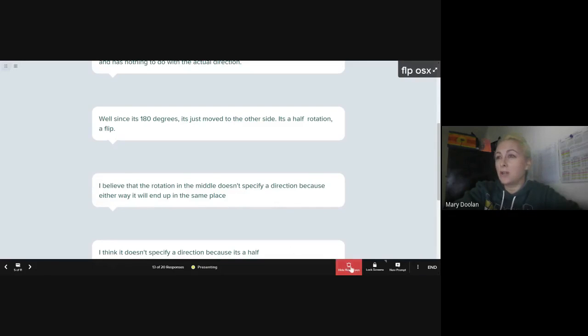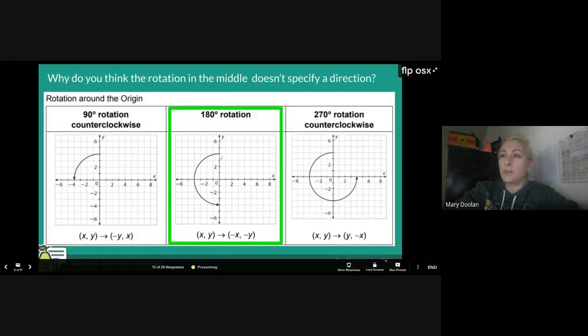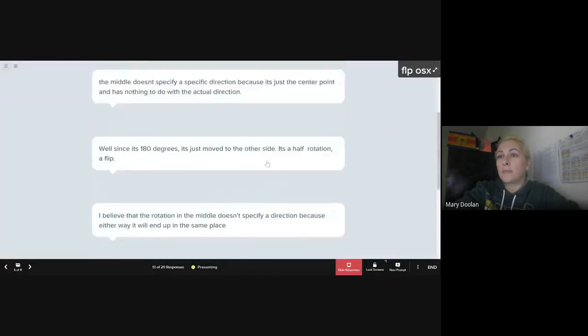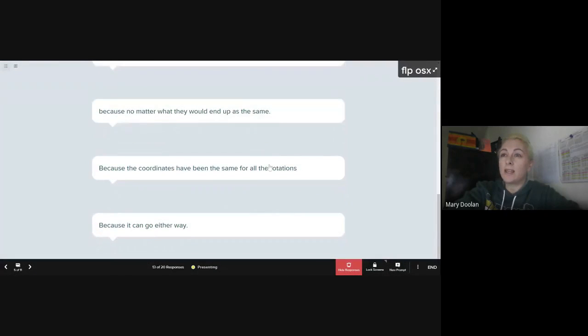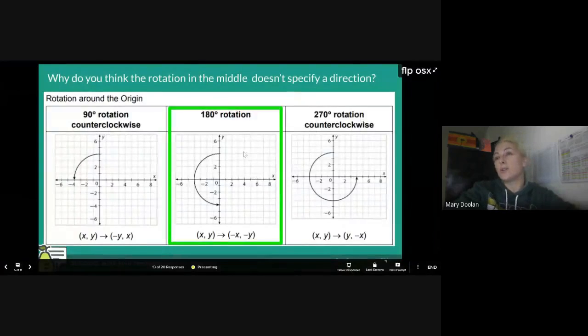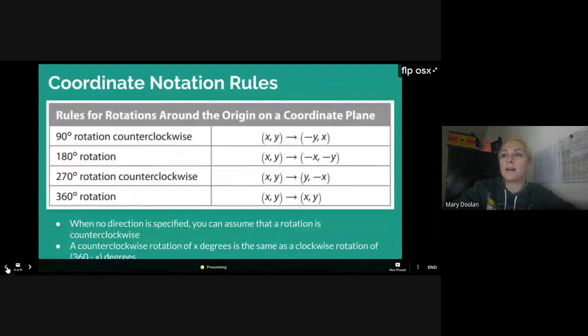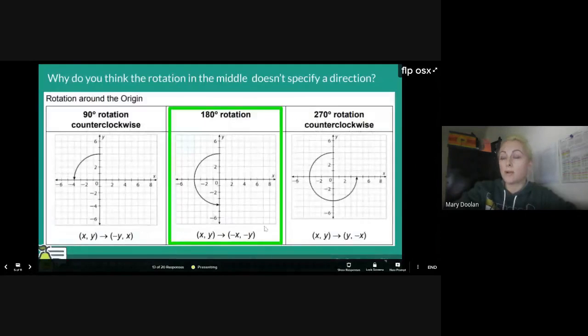So it doesn't matter if you were to start up here and go 180 degrees this way or go 180 degrees this way. It's not necessary to specify the rotation. What about the fact that it doesn't say? Okay, so another thing you could say is that I pointed out to you when no direction is specified, you can assume it is counterclockwise. That would also be a valid reason to say why it's not specifying a direction. Okay, but yeah, it is the same clockwise or counterclockwise.